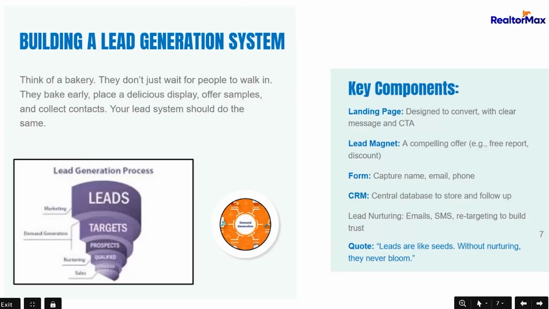Now, building a lead generation system. Now, think of a bakery.